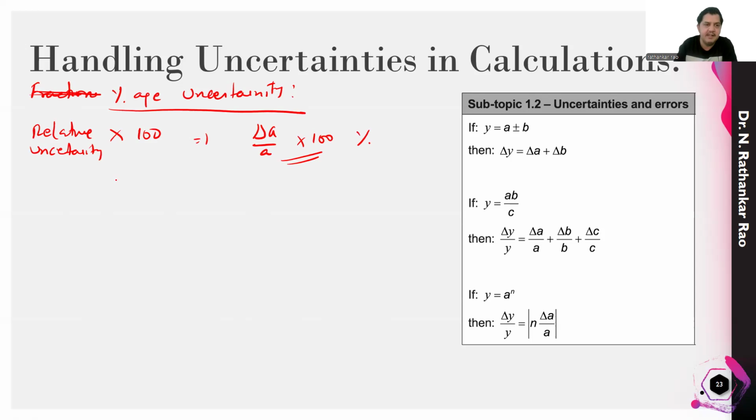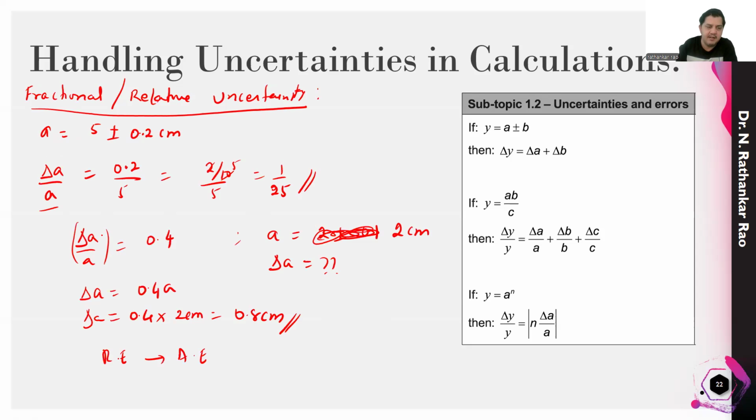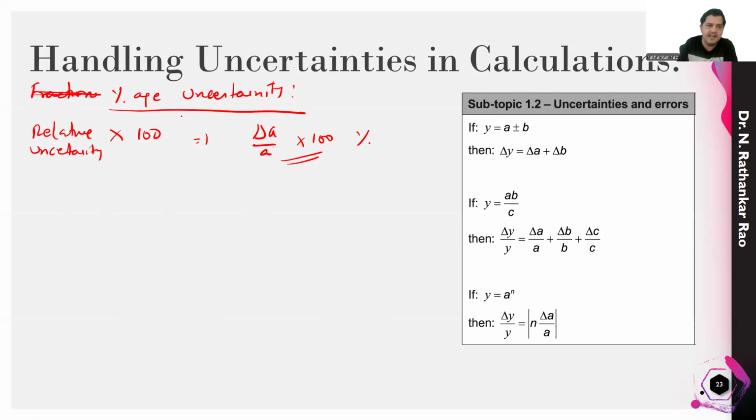Now let us say, for example, in the previous case, your relative uncertainty, delta A by A, was seen to be 1 by 25. So therefore, your percentage uncertainty will be equal to 1 by 25 multiplied by 100. 25 fours are 100, which should be equal to 4%. Is this clear? Okay. So this is how you can calculate the percentage uncertainty.